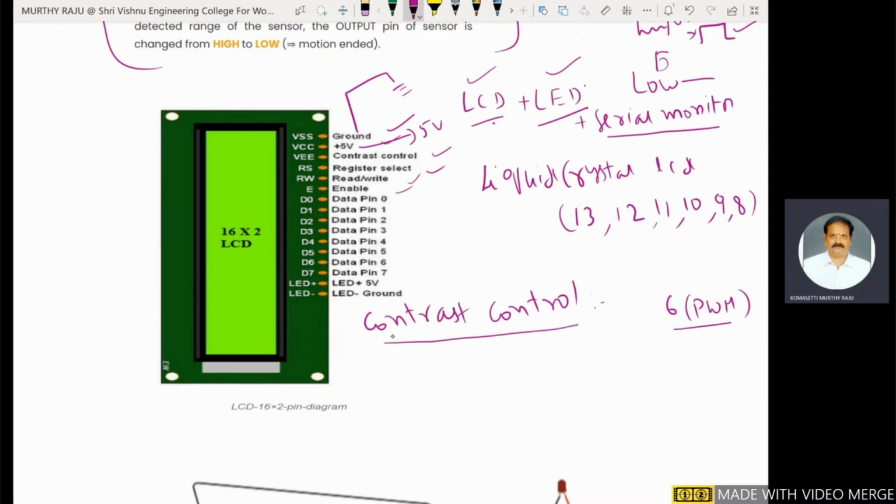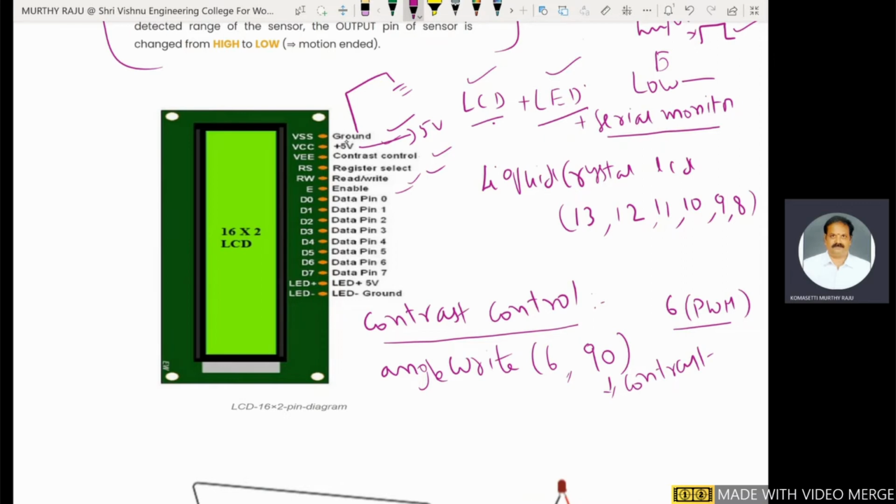Instead of a potentiometer, here we use analogWrite to the 6th pin with some value. analogWrite means some value from 0 to 255. Here we use 90. This is the contrast value. The contrast value is defined at the beginning of the program. Later we will see these conditions.